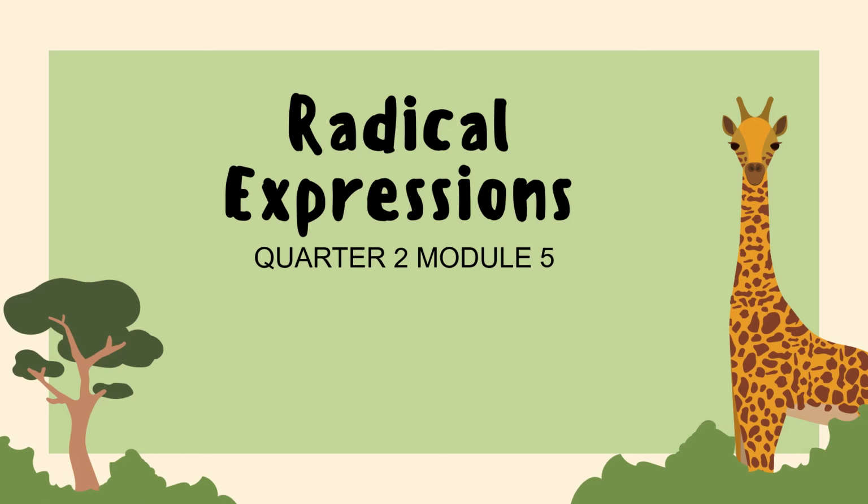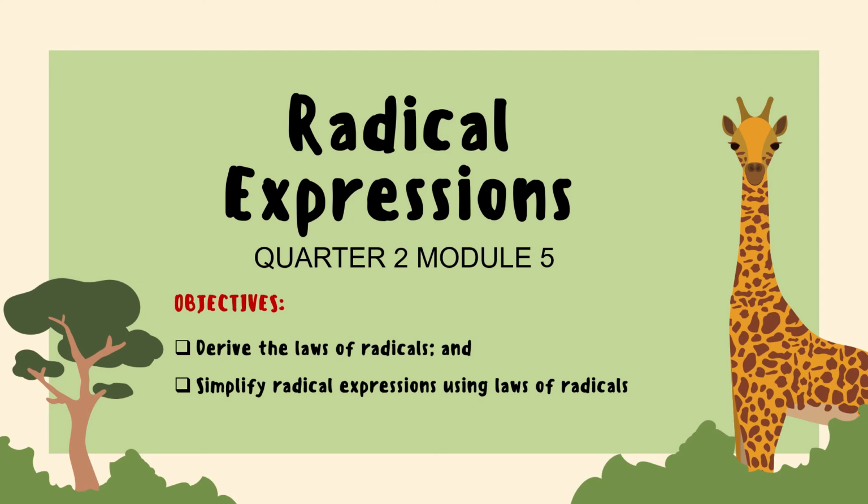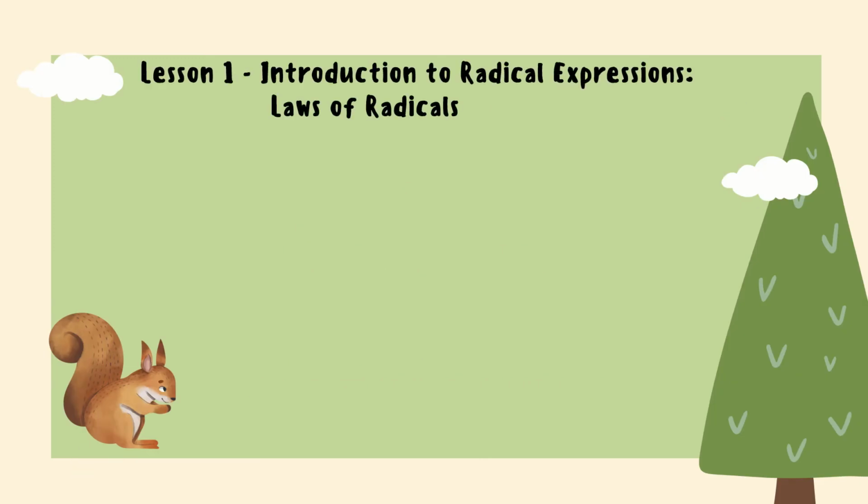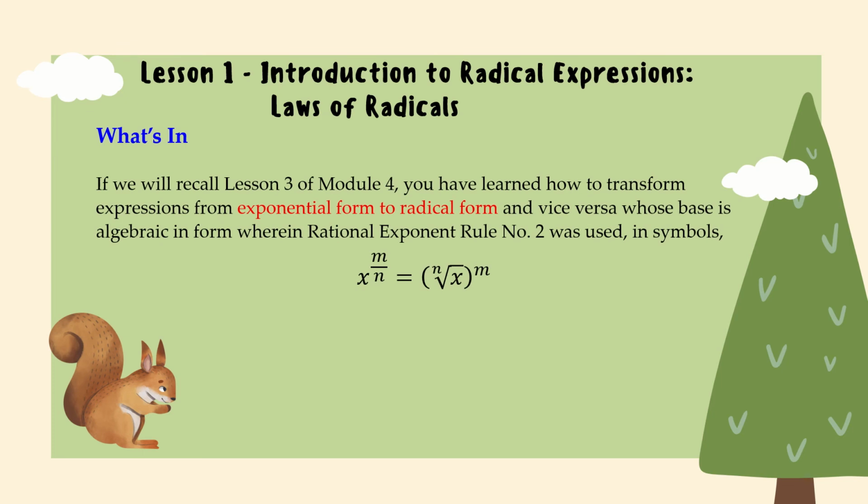We are now in week 5 and we are using module number 5 of quarter 2 entitled Radical Expressions. Expectations for this module are the following objectives. First is to derive the laws of radicals. The second one is to simplify radical expressions using laws of radicals. So we'll start with lesson number 1, Introduction to radical expressions using discovering the laws of radicals.